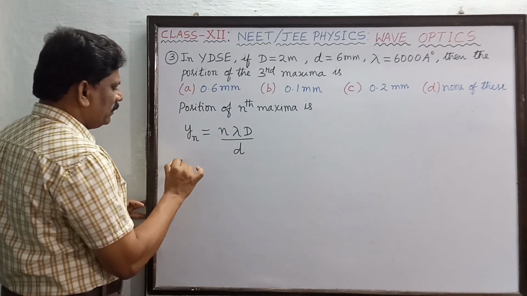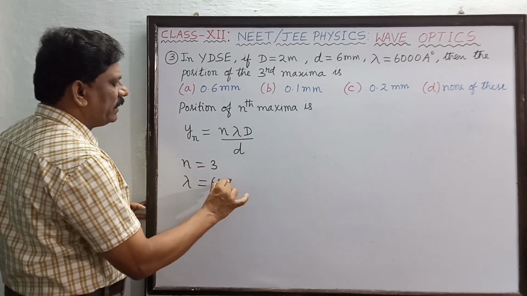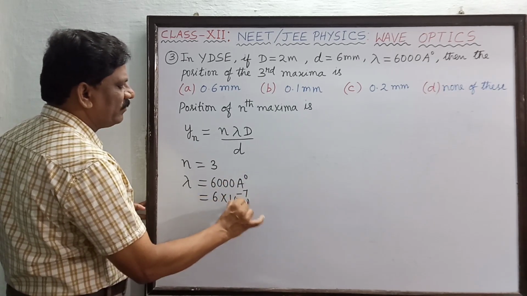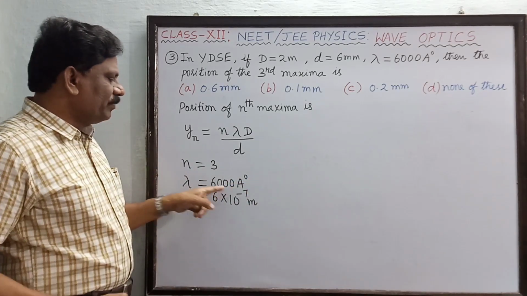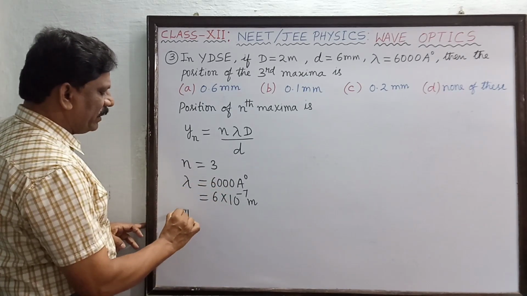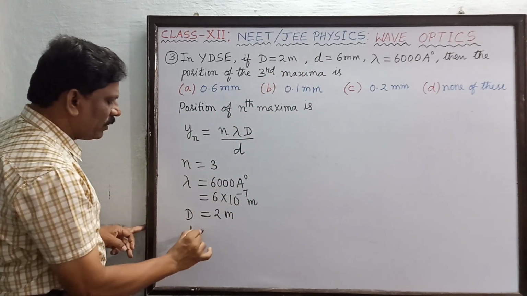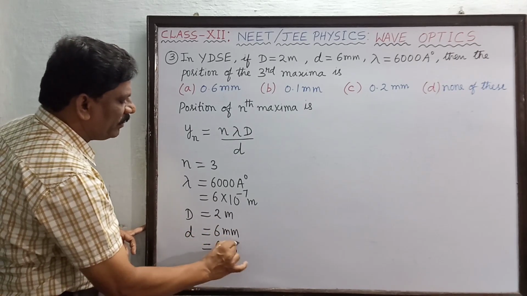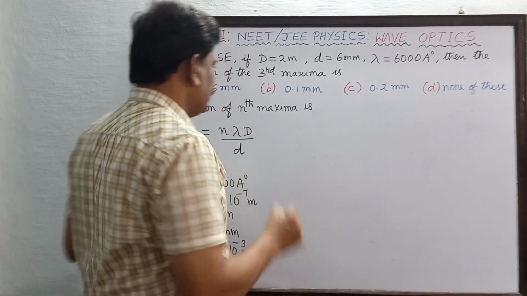So here n is equal to 3 and lambda is equal to 6000 angstrom unit. So this is 6 into 10 power minus 7 meter, because angstrom unit is 10 power minus 10, here 10 power plus 3 is there. So 6 into 10 power minus 7 meter. And capital D is equal to 2 meter, and small d is equal to 6 millimeter, so this is equal to 6 into 10 power minus 3 meter. Now we have to substitute.